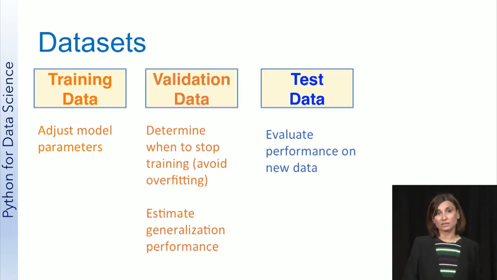Something that we haven't discussed yet, but you will hear a lot in your machine learning class later on, is validation data. The validation data set is used to determine when to stop training in order to avoid model overfitting.